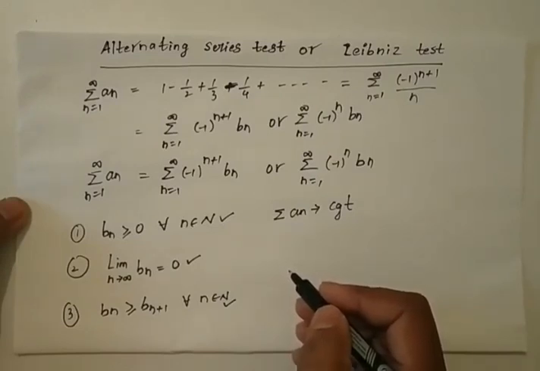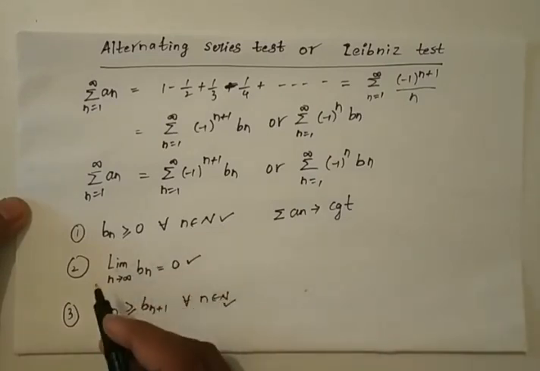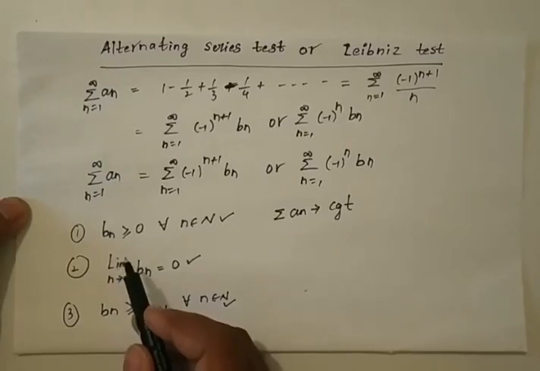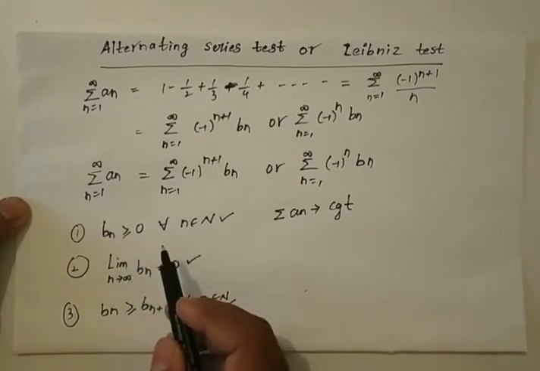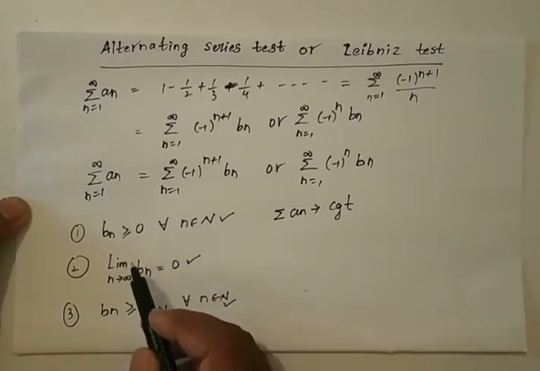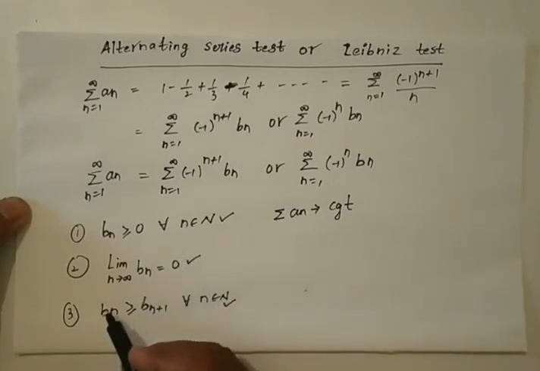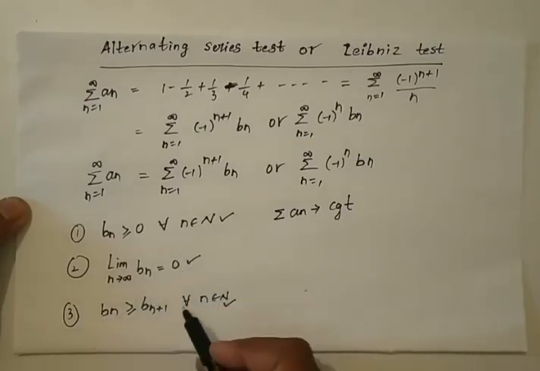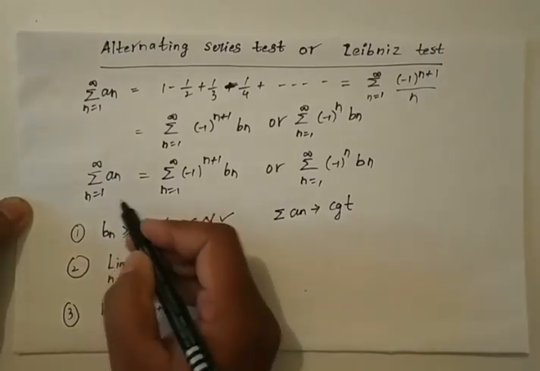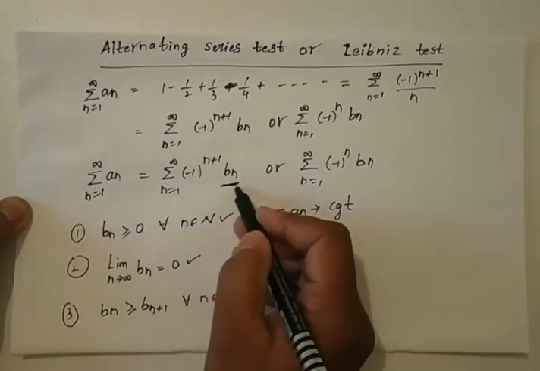Okay, so what is the first condition? Bn greater than or equal to 0. That means the series Bn is a positive term series. Next, what is the second condition? Limit n tends to infinity Bn is equal to 0. What is the third condition? Bn greater than or equal to Bn plus 1. That means decreasing. What is Bn here? This is Bn.